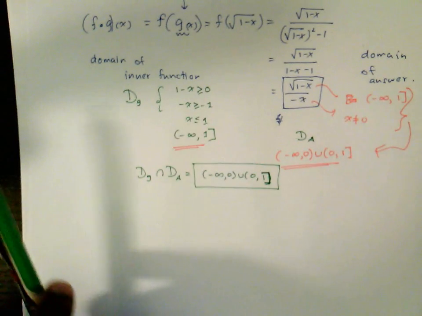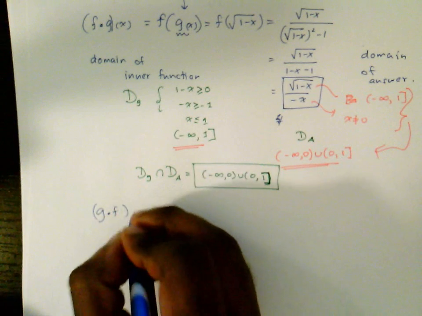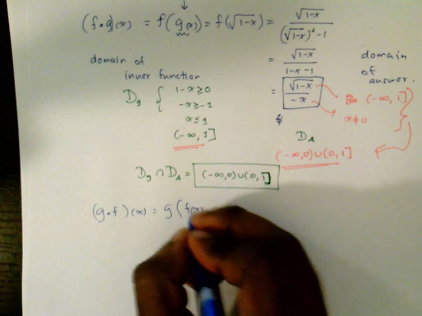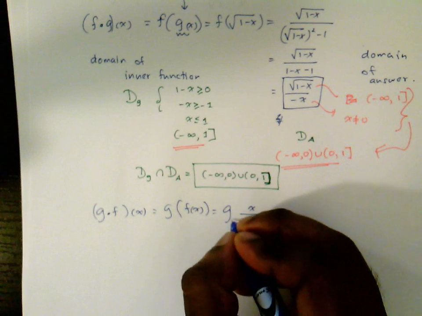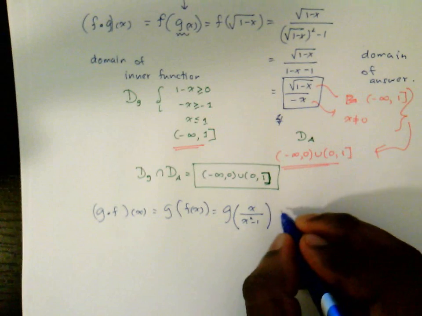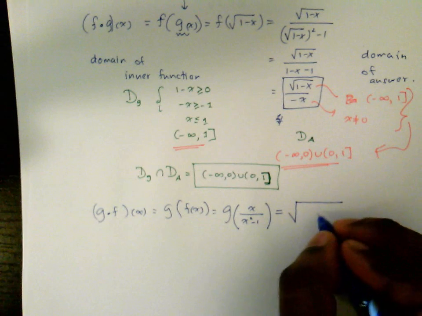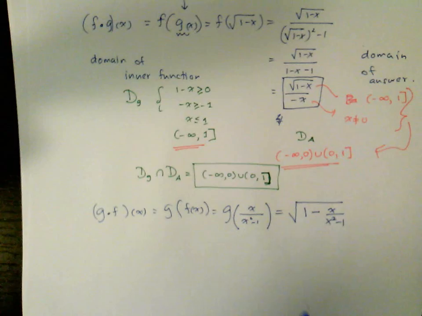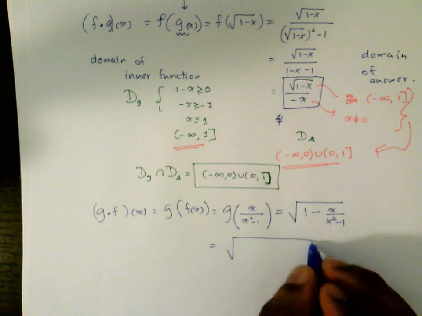G of f of x. Now again we are looking for the domain of the inner function. Okay, that would be g of f of x, and that would be g of x over x squared minus 1. Okay, and you will be writing the square root of 1 minus this guy. So how do you simplify this? Well, you can use the least common denominator.